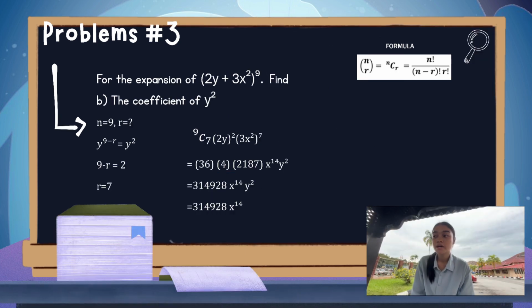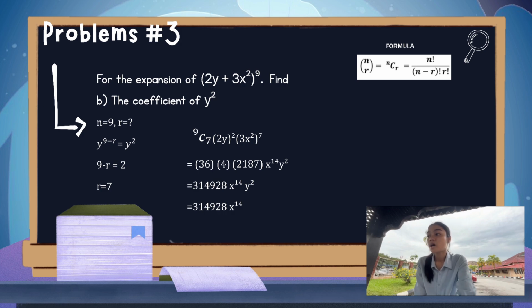We move to question B, which is to find the coefficient of y to the power of 2 for the expansion of (2y + 3x²) to the power of 9. So this is the formula to find the coefficient of this expansion. Before we solve the question, we must first find the values of n and r. We already know the value of n, which is 9, but we don't know the value of r, which is unknown.